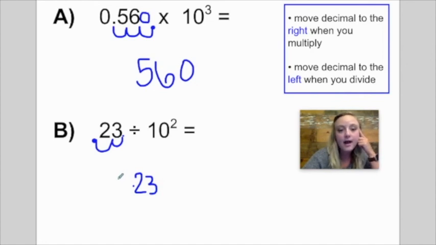And if I wanted to, I could even put a 0 at the beginning, and that just tells me I do not have a whole number. And that's it.